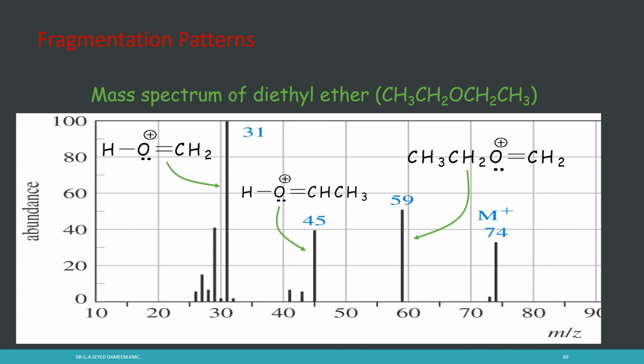31. That ion has greater stability. That ion is CH2=OH+, and that ion gives the base peak. So at m/z 31, that is the base peak, and at m/z 74, that is the molecular ion peak, and the remaining peaks are daughter ion peaks.